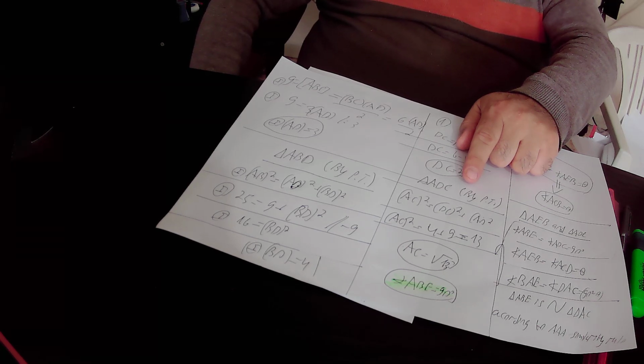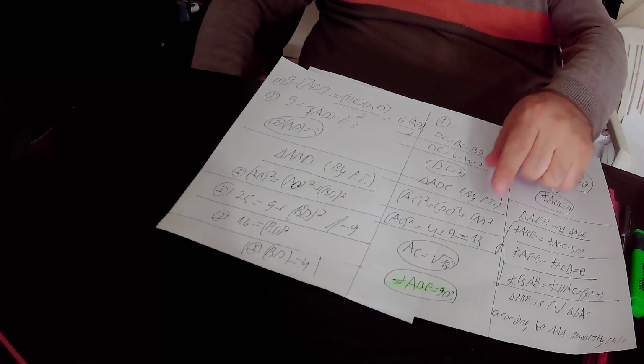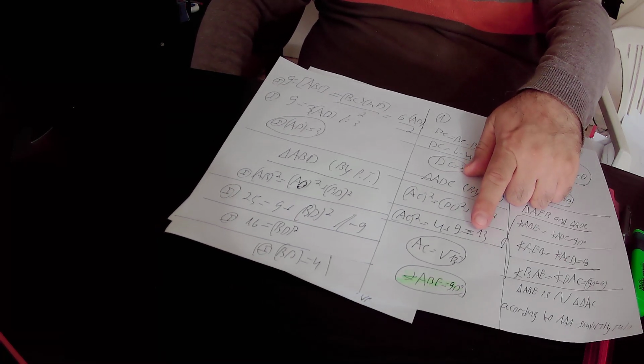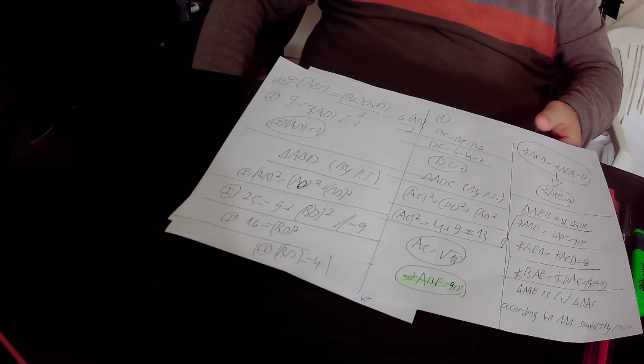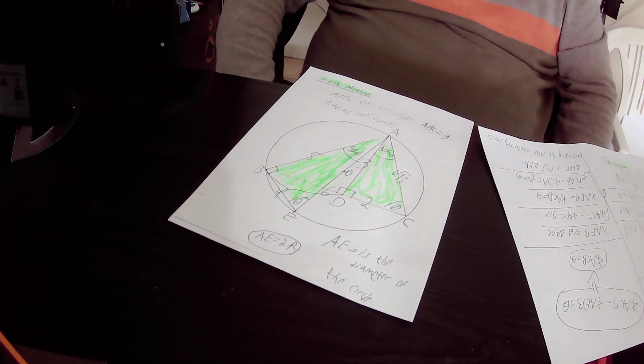So in conclusion, we found out that AC square equals 4 plus 9, that is 13. So AC square equals 13 units. We took the square root of this equation and found out that AC equals the square root of 13 units.